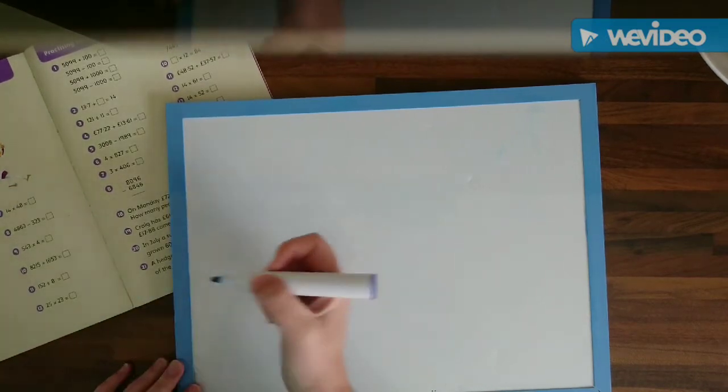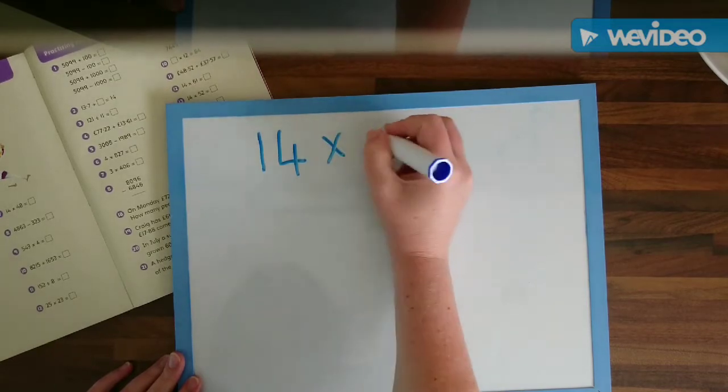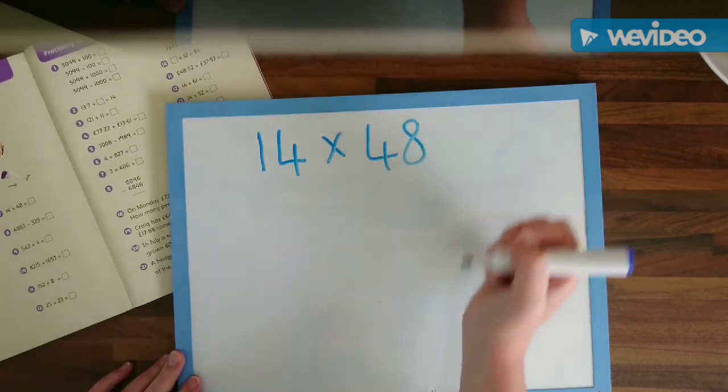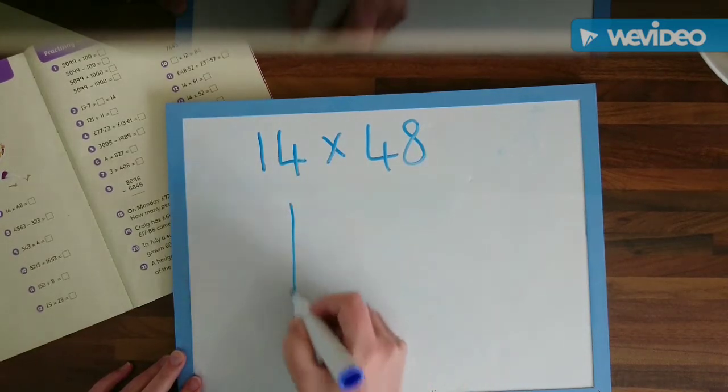Okay, on to multiplication then. If you have a question that requires you to multiply a 2-digit number by another 2-digit number, so an example we have on page 92 is 14 multiplied by 48. Okay, that one would be really handy to set up in grid method.